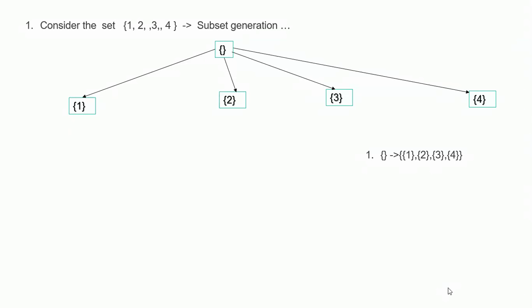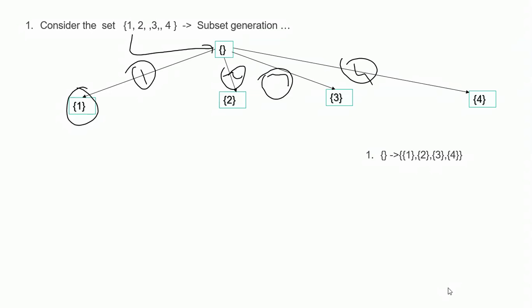So here it is. When I have a null set and the elements are 1, 2, 3, 4, the candidate elements that can be added to this subset to create a new subset... sorry, let me repeat it again. When you have the null set, I can add 1 to it. So I added 1 here. If I add 2 to the null set, it becomes subset 2. If I add 3, it becomes subset 3. If I add 4, it becomes subset 4.